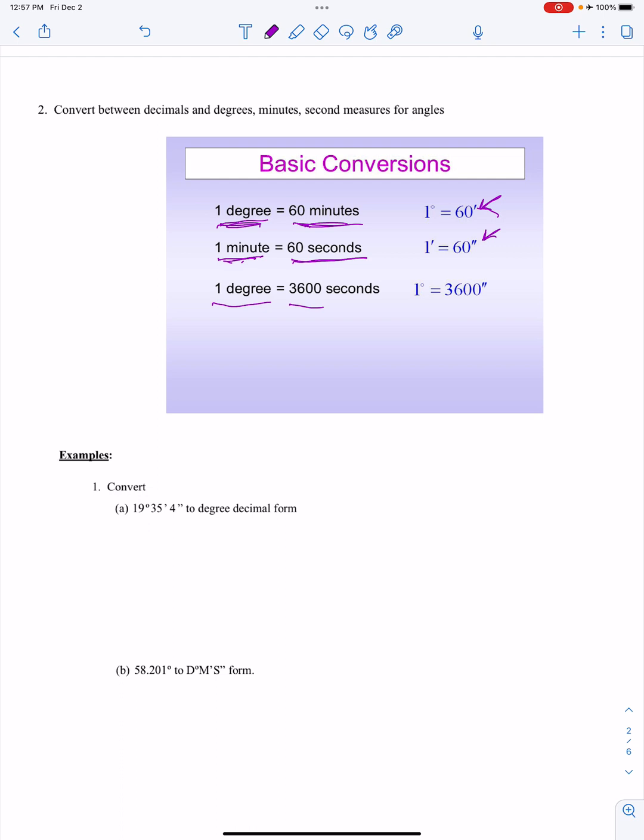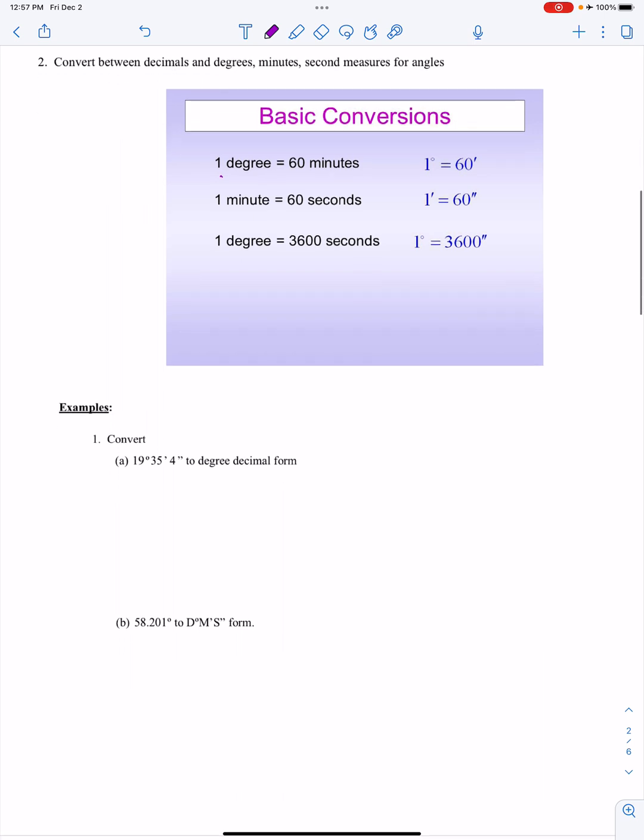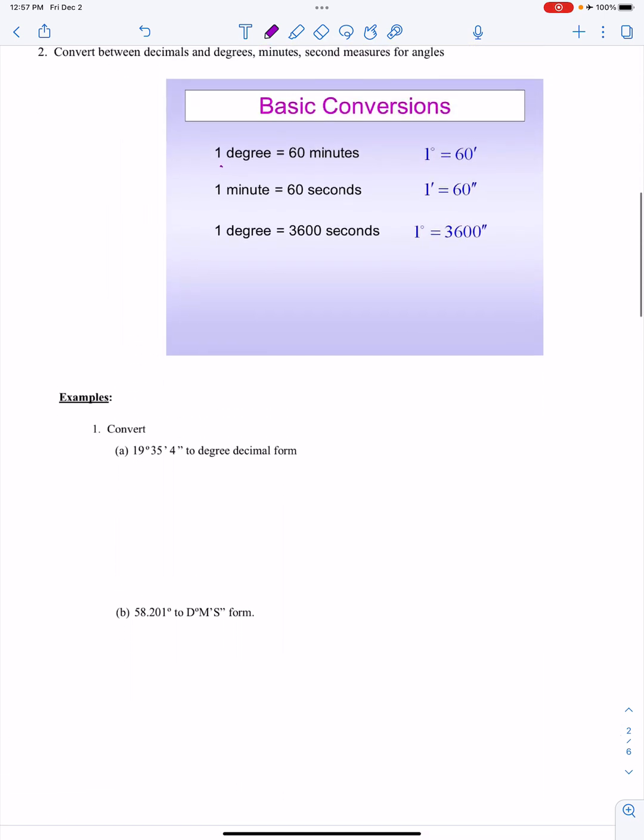Okay, let's see how we convert with these. We have 2 problems here. Convert 19 degrees, 35 minutes, and 4 seconds to degree decimal form. So we're turning this form that's in degrees, minutes, and seconds back into degrees, so degree only.